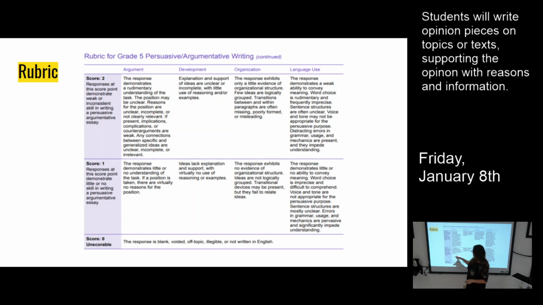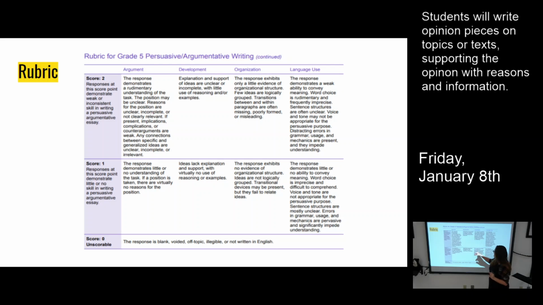Okay, so back to this number 1. For development, ideas lack explanation and support with virtually no use of reasoning or examples. You have to have your 3 main reasons, and they have to be clear.